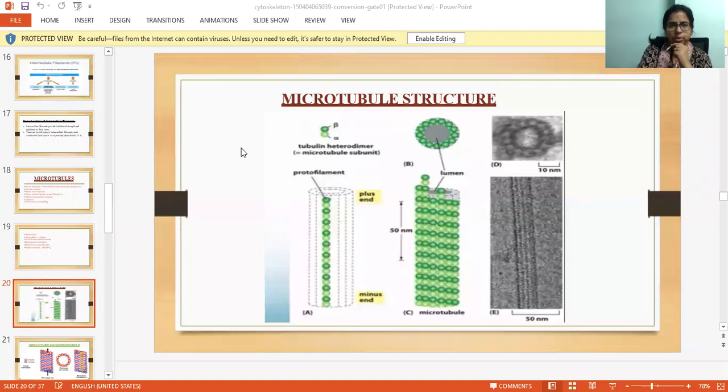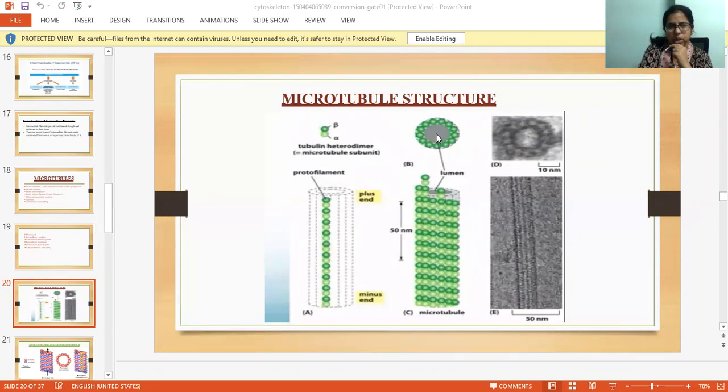Now come to the structure of the microtubule. Here I am sharing the screen so you can understand how microtubules are created. There is a basic subunit which is tubulin. Tubulin is a heterodimer made up of beta and alpha subunits. These two subunits create a single tubulin heterodimer. These heterodimers will arrange in a single protofilament. Similarly, 13 protofilaments will arrange and create a tube-like structure.